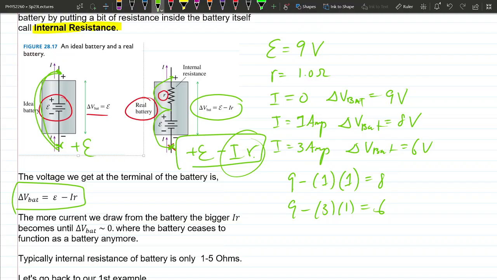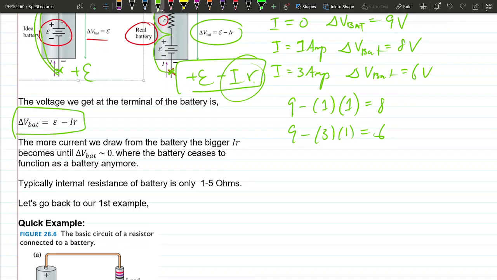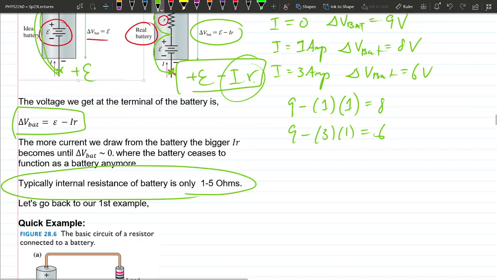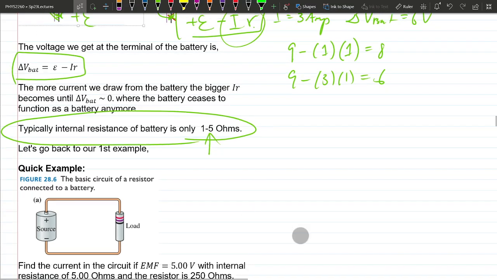And that's why I can't plug in a 9-volt battery and power this entire building. If I try to draw too much current out of my 9-volt battery, it's going to drop in voltage until it basically reaches 0. Okay? So typical internal resistance of a battery is going to be 1 to 5 ohms. It's not going to be that big, but it is something you have to consider.